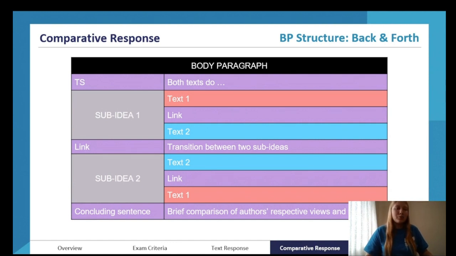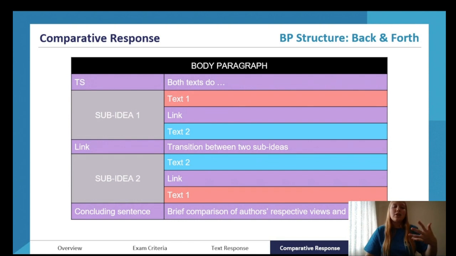You don't have to switch between text 1 and text 2 every single time you introduce some evidence and analyze it. You can introduce a couple of pieces of evidence from one text, and then switch to talking about the other text and also introduce a couple of pieces of evidence there and analyze them. To make it easier and smoother for yourself, I do recommend you discuss one text for a while before you move on to the next. So you can see how that structure is done really well and really easily in this table.